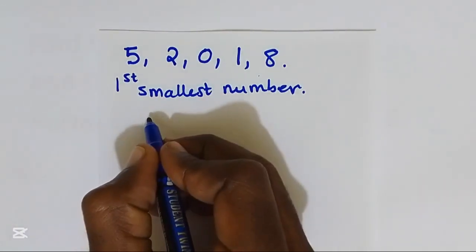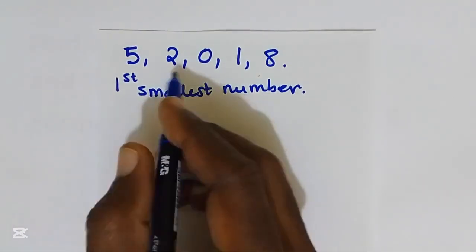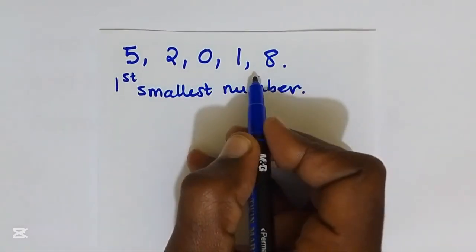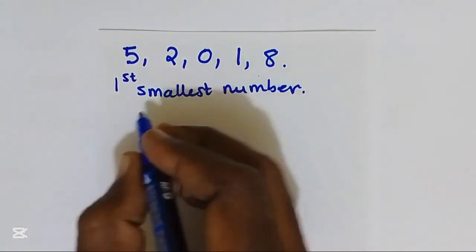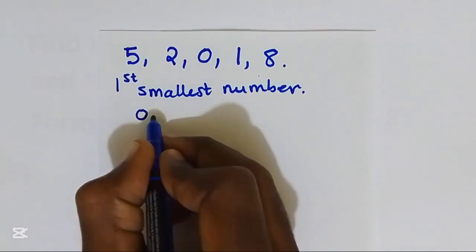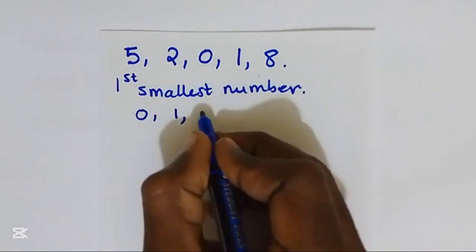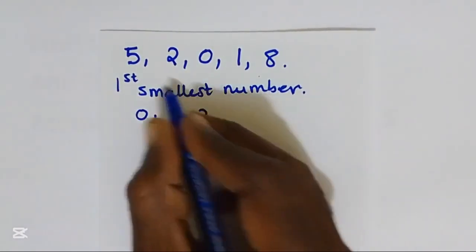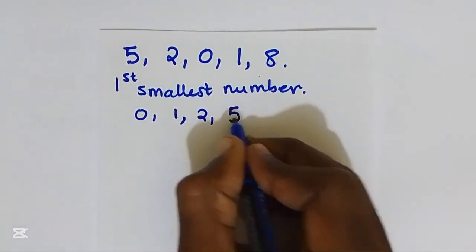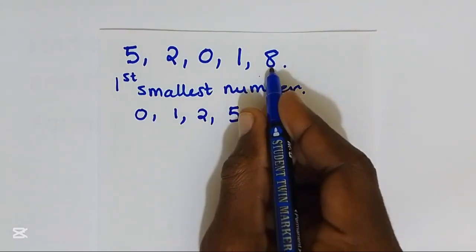Here is a trick. To form the smallest number, we are going to arrange the digits in ascending order. That means we'll start with digits 0, 1, then 2, 5, and the last is 8.